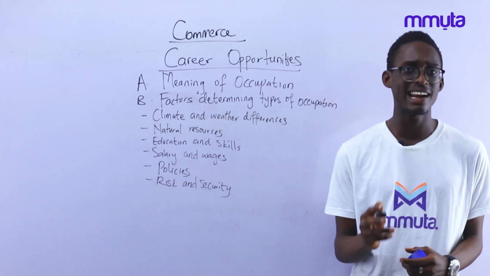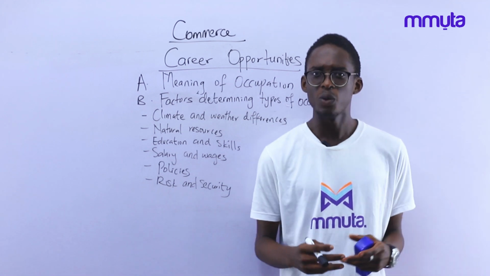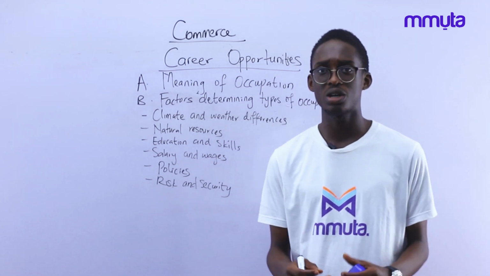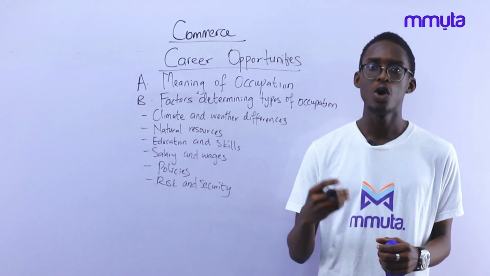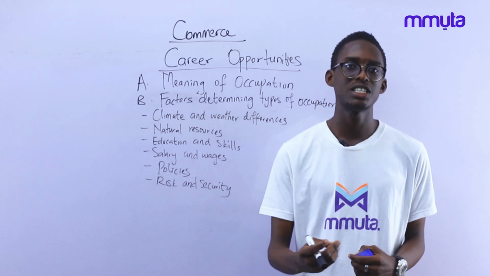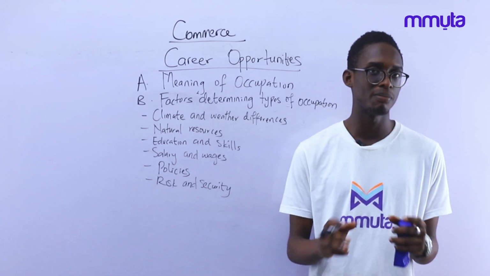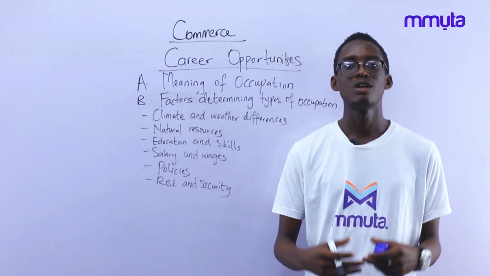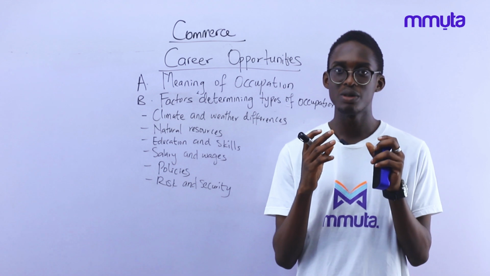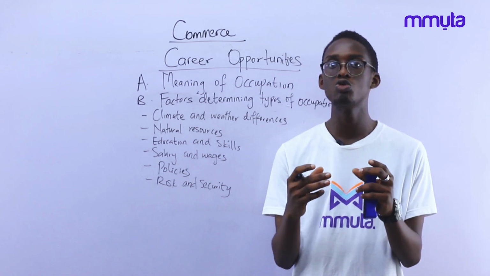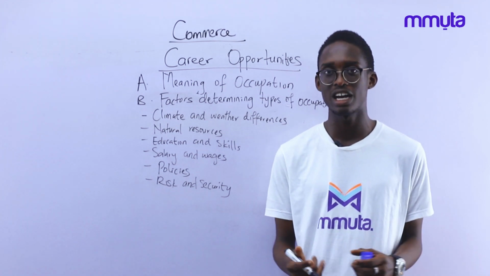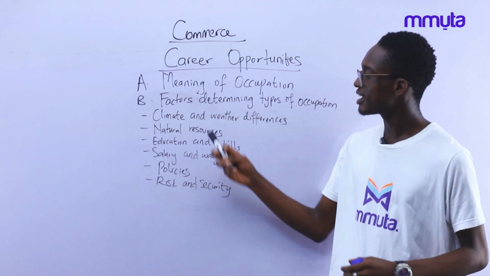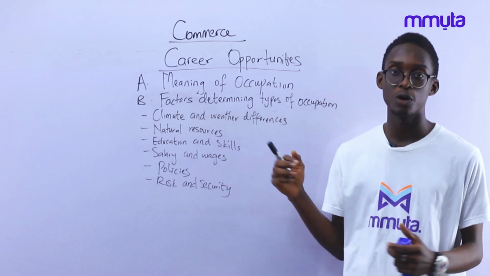We have three main classifications of occupation. We have the industrial, we have the commercial, and we have the services. Industrial has to do with the production of goods and services. Commercial has to do with the distribution, buying and selling of these goods and services. And services are those special needs or special something you do to someone directly or indirectly, such as doctors, housemates, and so on. What are the factors that determine the types of occupation?